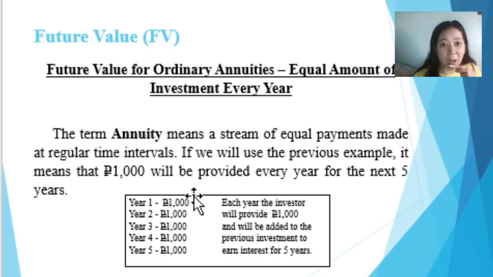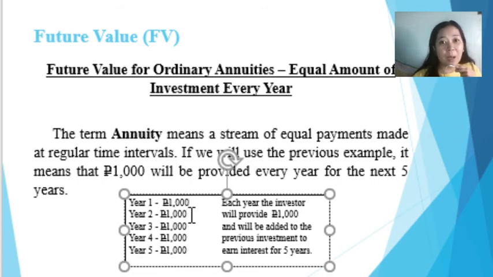In other words, according to this table, the investor is going to place 1,000 in year 1, and then invest another 1,000 in year 2, another 1,000 in year 3, another 1,000 in year 4, and another 1,000 in year 5. So, in short, each year the investor will invest 1,000, which is added to the previous investment to earn interest for 5 years. So, this is the difference of annuity from that of the single cash flow.